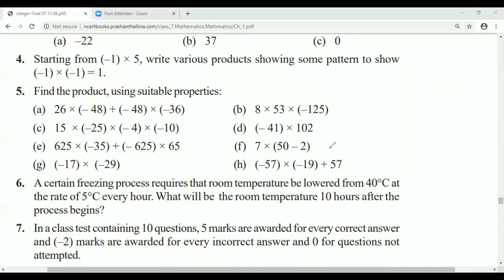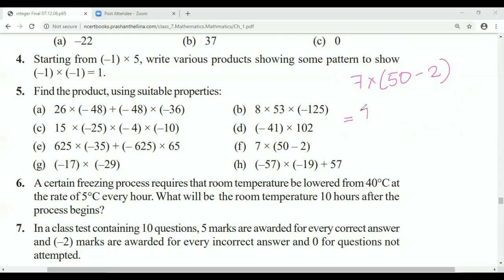Next is question F. 7 into 50 minus 2. You can distribute this over the number. So 7 into 50 minus 2. Multiplication can be distributed over addition. So 50 minus 2 can be taken as 50 plus negative 2, or you can directly distribute also. There is no change in the answer.